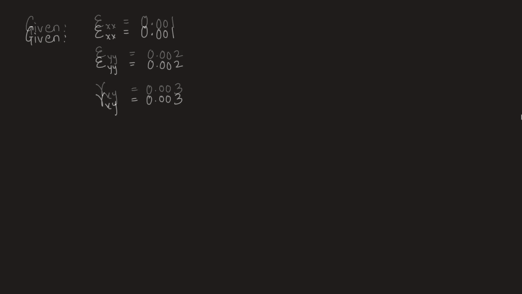As I already mentioned, epsilon xx, the axial strain in x direction, is given as 0.001. Strain is unitless. It's a pure number. In y direction it is epsilon yy 0.002 and the shear strain gamma xy is given as 0.003. We are also given the coordinates of corner points of the region, so we can plot the rectangular region using those points.